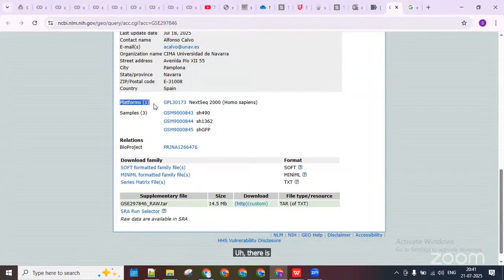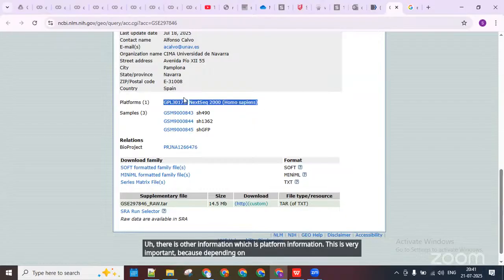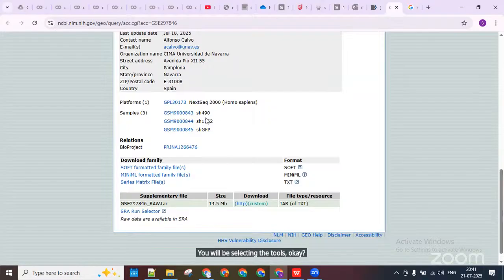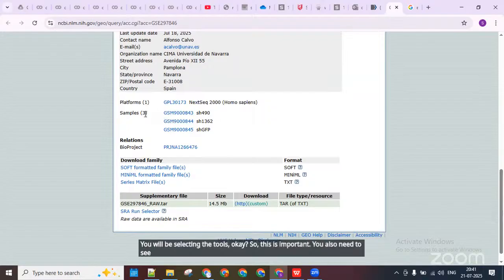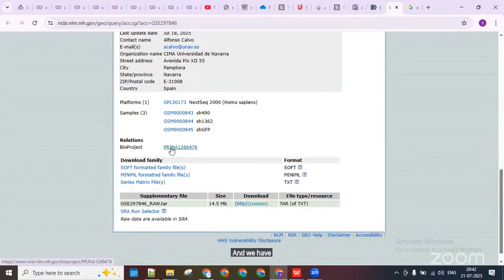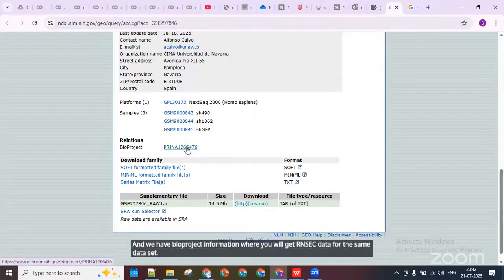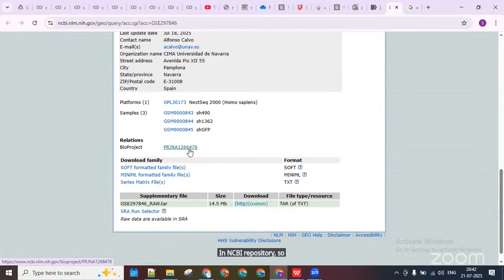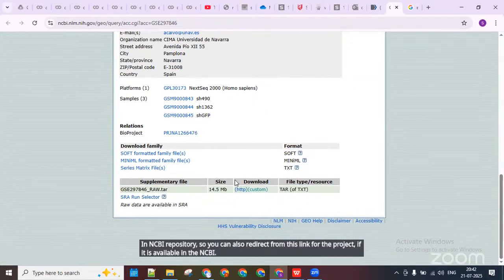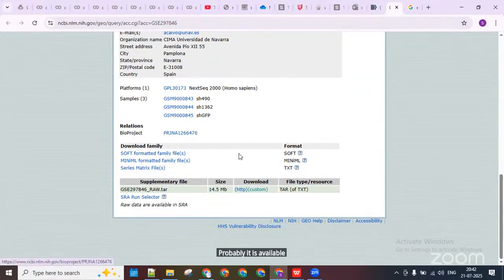There is other information, which is platform information. This is very important because depending on which platform this data is processed, you will be selecting the tools. You also need to see how many samples are in your data so that you can proceed with analysis accordingly. And we have BioProject information, where you will get RNA-seq data for the same dataset in the NCBI repository. So you can also redirect from this link for the project if it is available in NCBI. Probably it is available, that's why the link is given here.